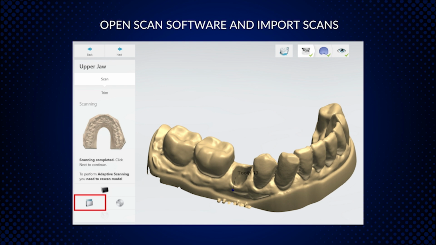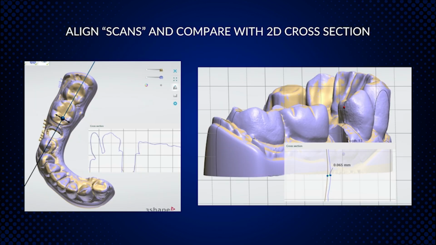So with those overlaid and aligned together, I can use the 3D cross-section tool within the Scan Suite software. What I do is just put my slice there, and then on the right, you can see where I've actually measured the difference between the two.